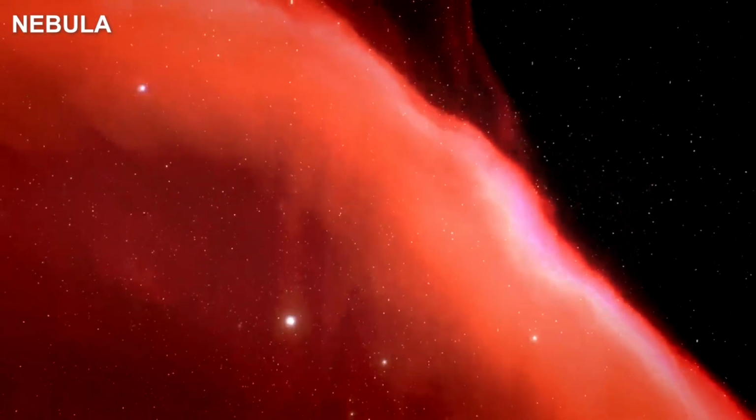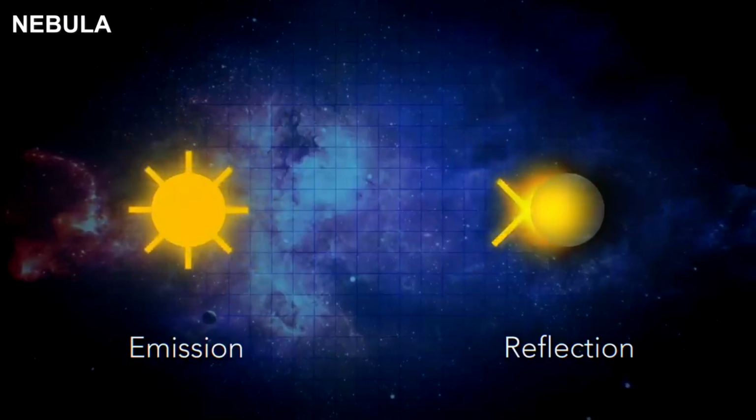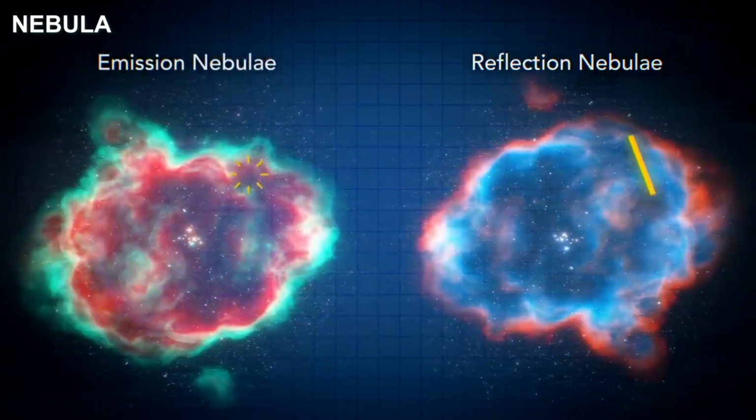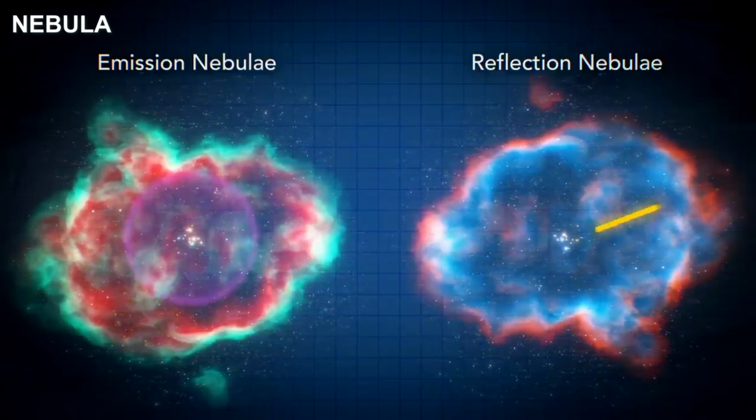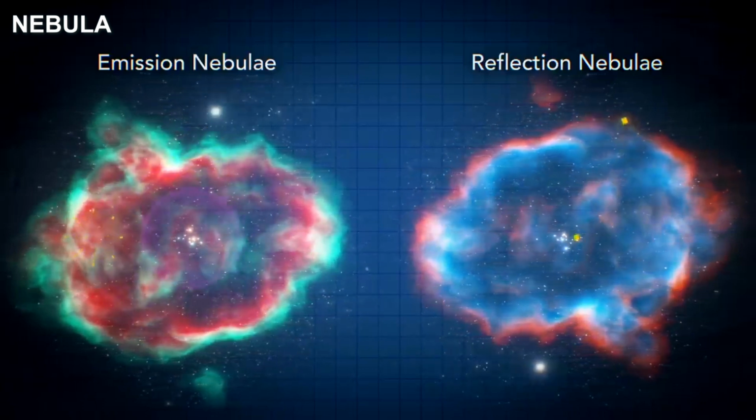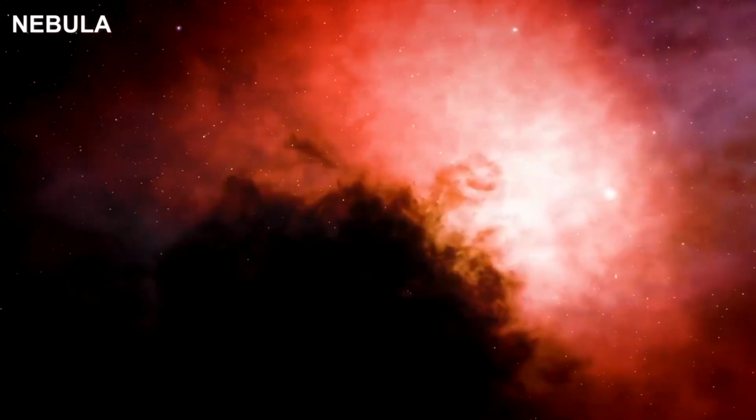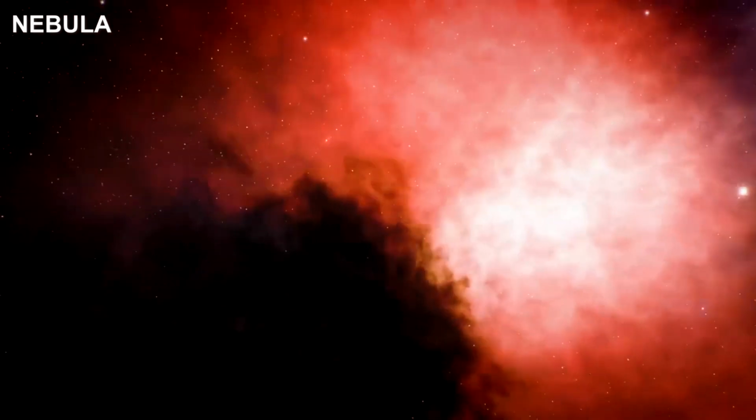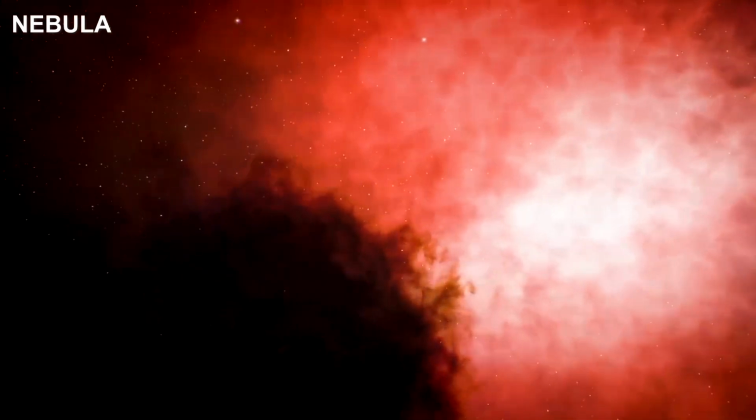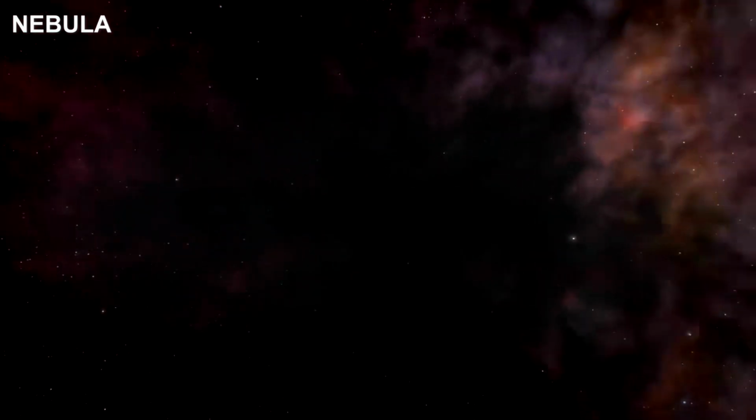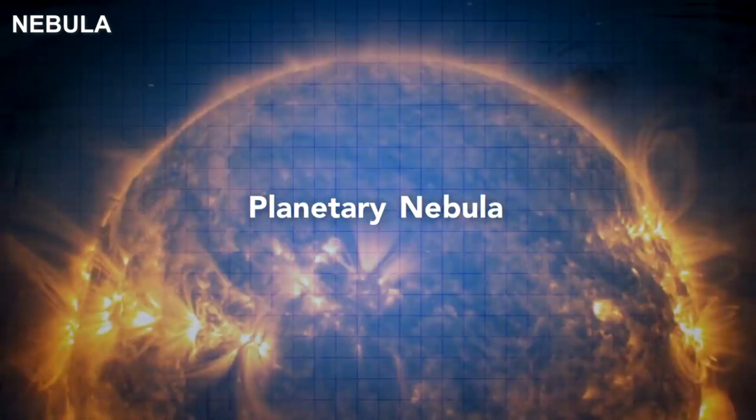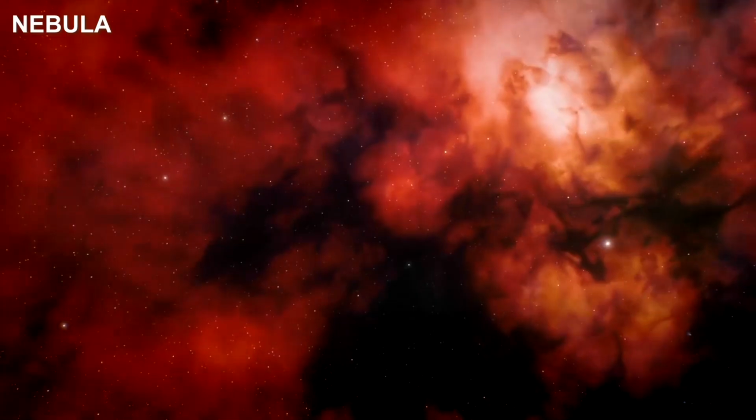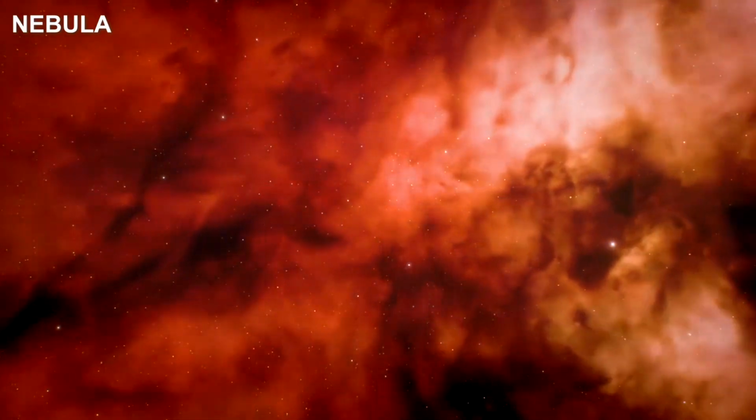The major types of nebula are emission, reflection, and dark nebula. An emission nebula is a nebula formed from ionized gases that emit light of various wavelengths. High-energy ultraviolet photons emitted from a nearby bright star are the primary cause of ionization. A planetary nebula is a shell of gas produced by a star as it nears the end of its life cycle.